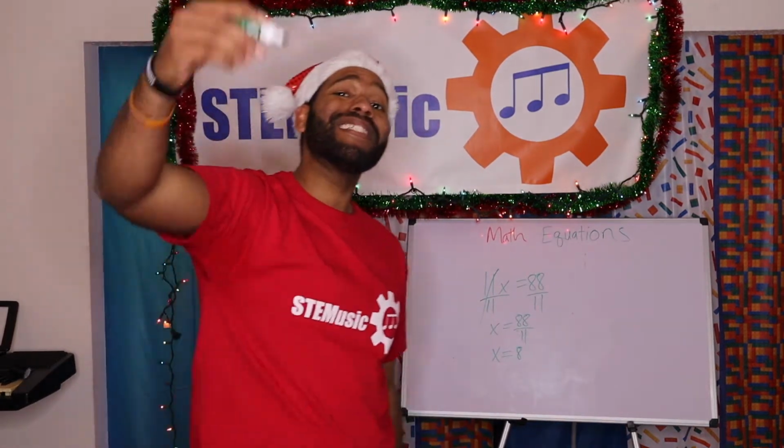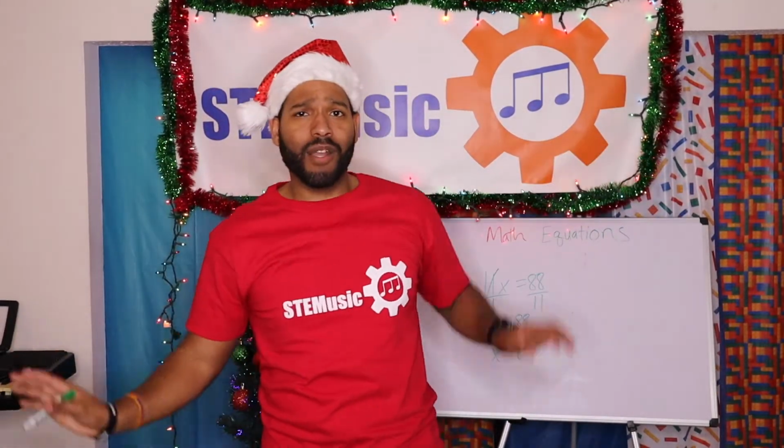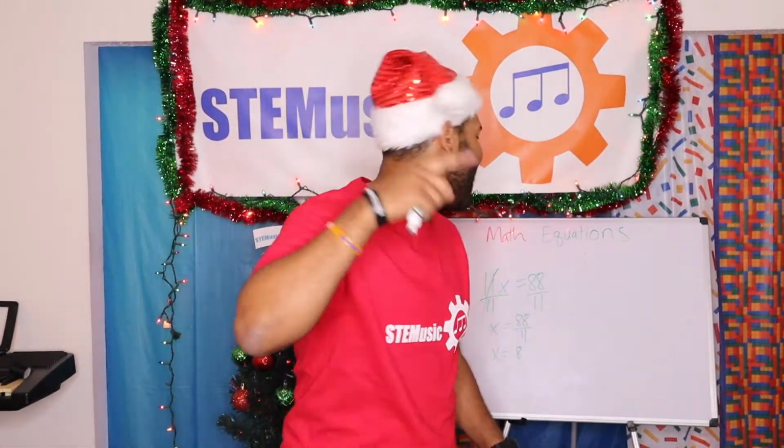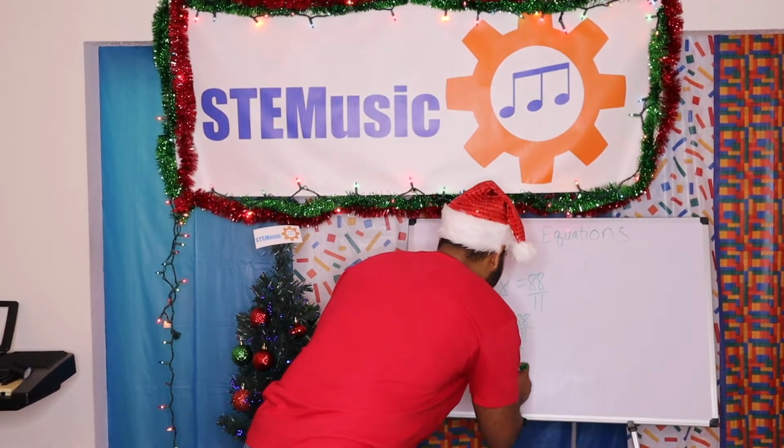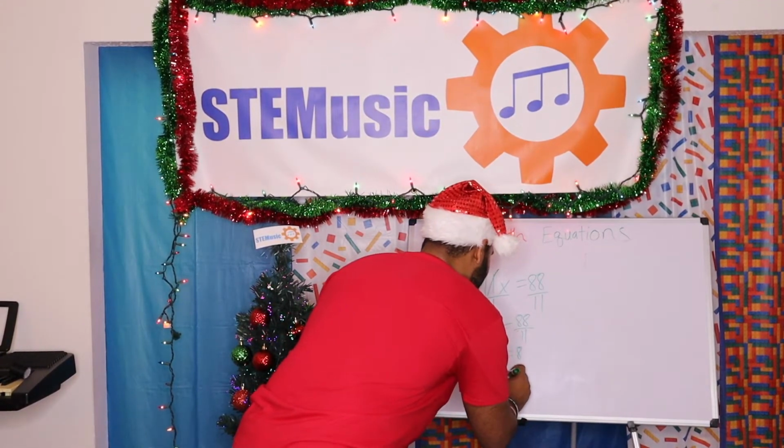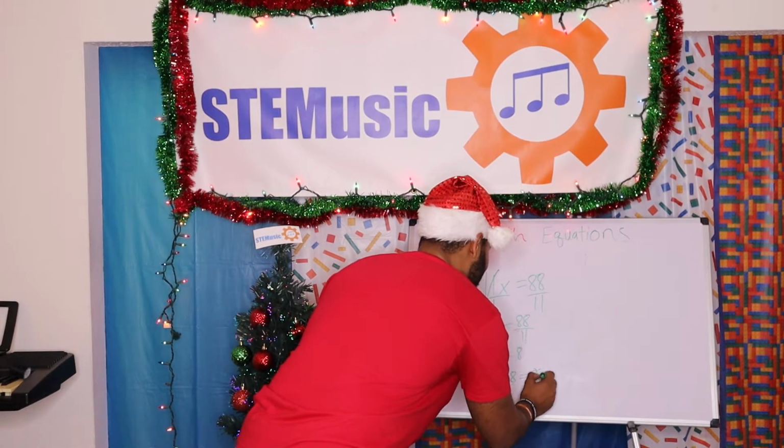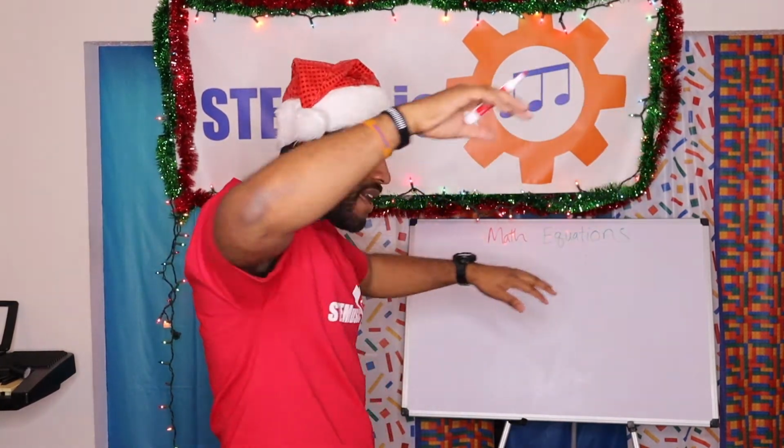But we gotta plug it back in. Plug it back in. That's a terrible wave. Let me do it right. There we go. Plug it back in to make it 11 times 8 equals 88. Boom. Doing them. Here we go.